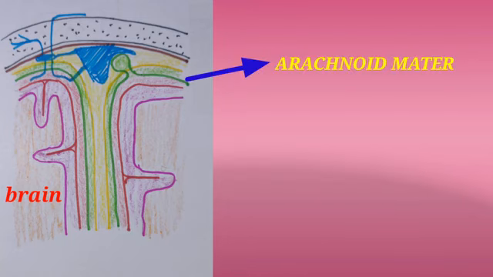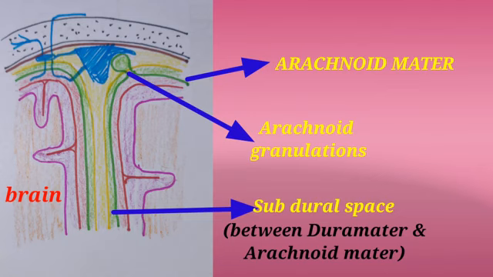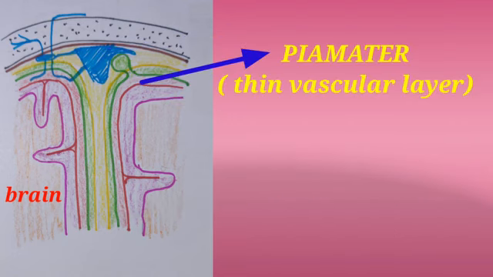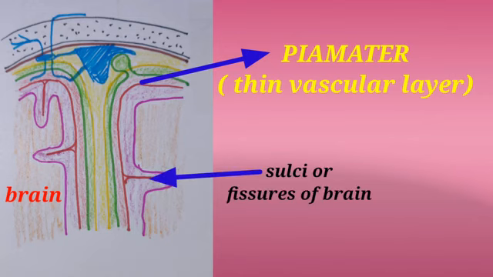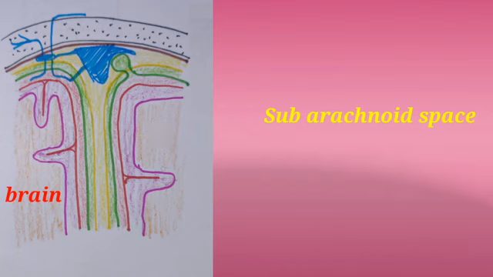The next membrane is the arachnoid mater, which is separated from the dura mater by the subdural space. It presents arachnoid granulations, which are fleshy macroscopic elevations that project into the superior sagittal sinus. The innermost layer is a thin vascular pia mater, which invests the surface of the brain and lines every indentation like fissures and sulci. Between the pia and the arachnoid mater, the space is called the subarachnoid space, which is filled with cerebrospinal fluid. So these are some of the general features of the cranial meninges.